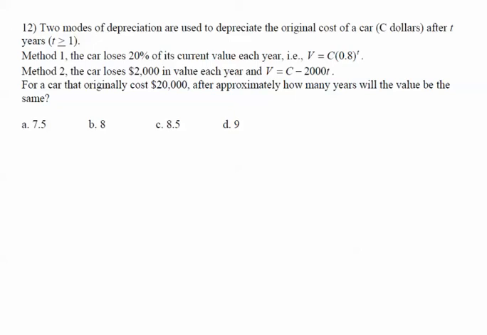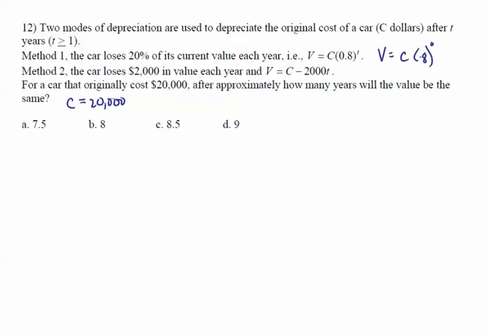So for a car that originally costs $20,000, that's going to be your C value. So C is equal to $20,000. Now, how might we know that? Well, at the time when T is equal to 0, if you plug 0 into the first calculation, you would get V equals C times 0.8 to the 0 power, and 0.8 to the 0 power is 1. So the value of the car at time T equals 0 would be C.